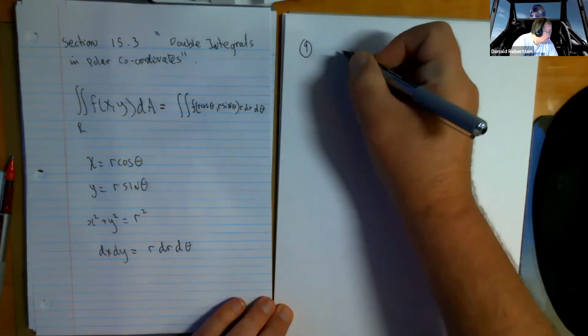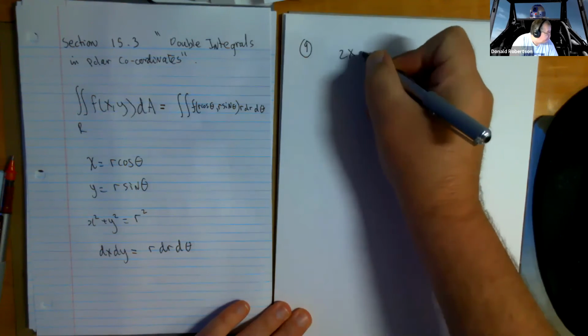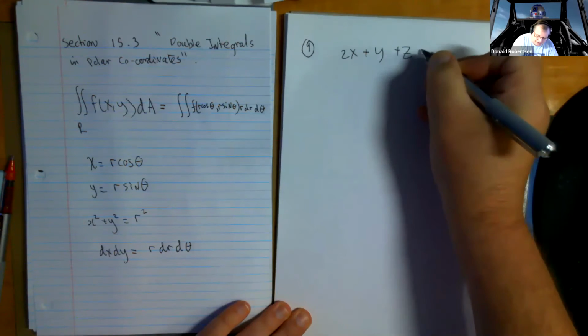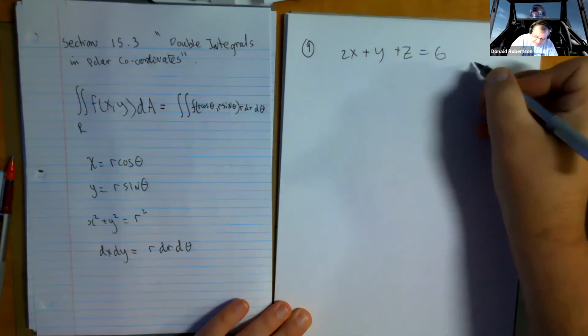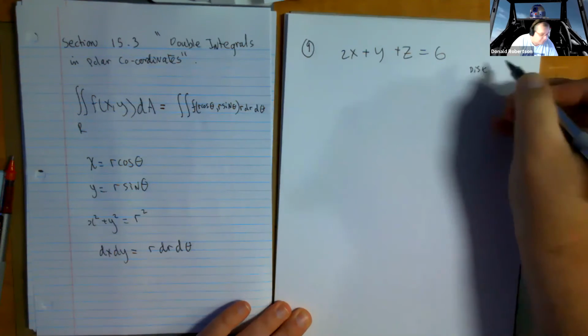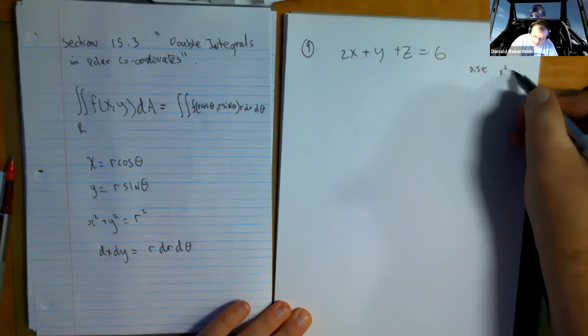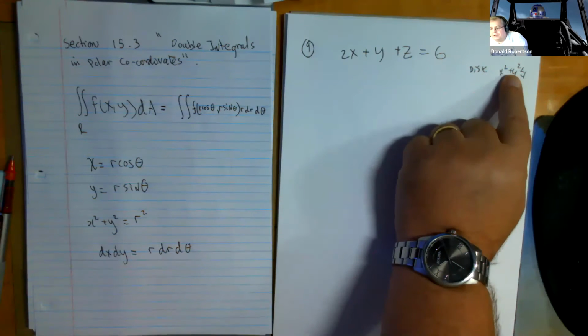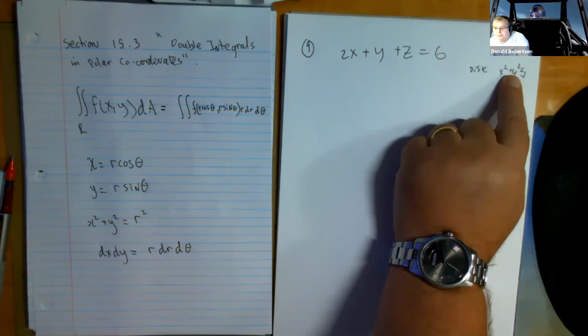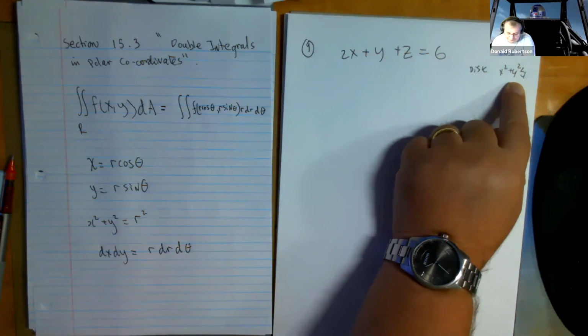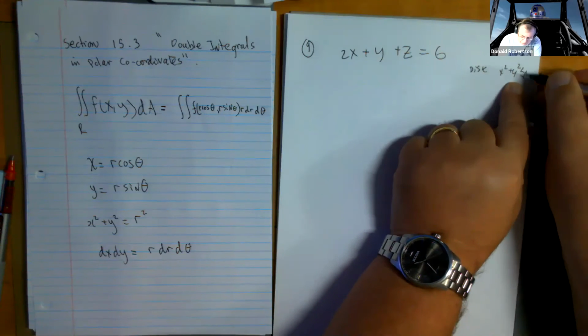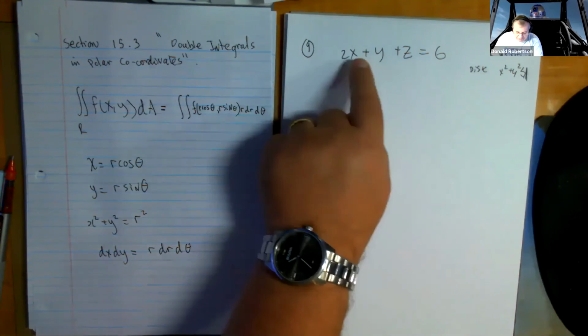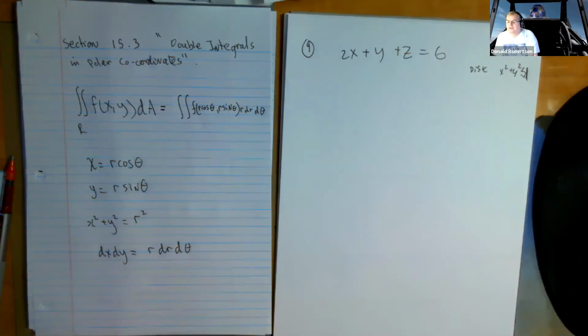Number 9. We have a plane, 2x plus y plus z equals 6, and a disk called x squared plus y squared less than or equal to 1. I don't think I need to draw a picture for a disk. I'd call it a circle, but whatever. Is it not just going to be 0 to 2 pi, r equals 0 to 1? Great. Now, this is an issue.